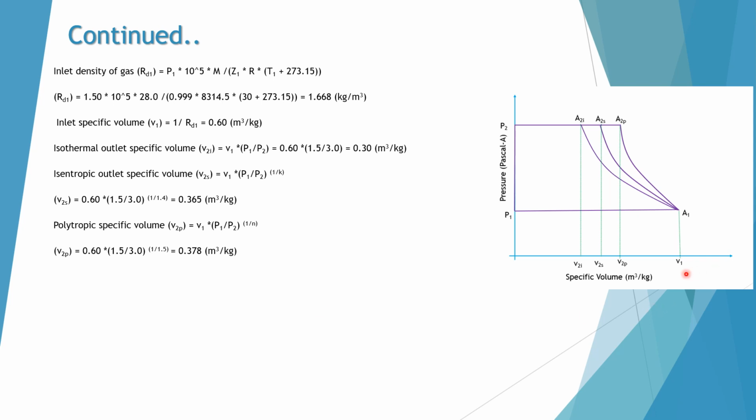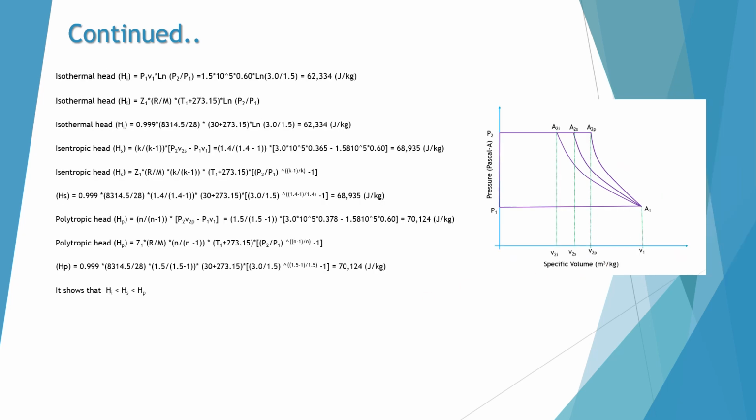So we have now seen V1, V2I, V2S, V2P. Isothermal head using the formula P1 V1 log P2 by P1 is coming as 62,334 joule per kg, and isothermal head using another formula, Z1 × R by M × (T1 + 273.15) × log P2 by P1, is coming the same. There is another way through which we can calculate.